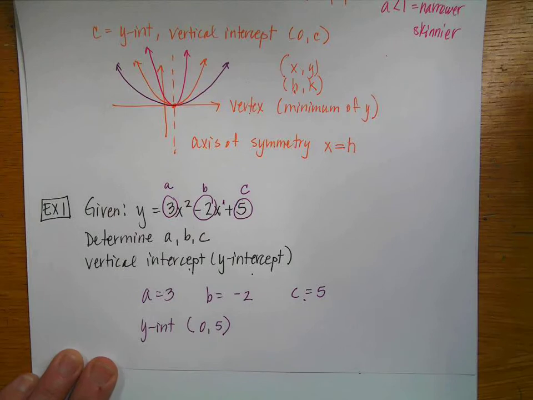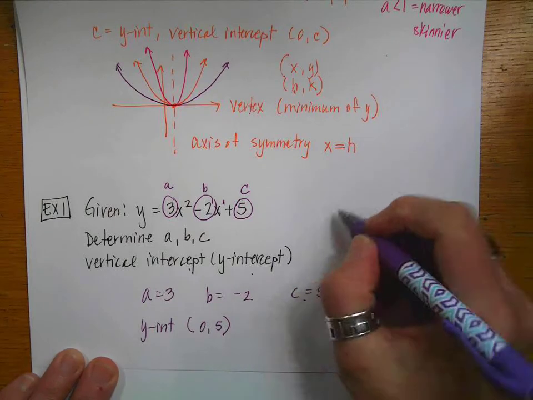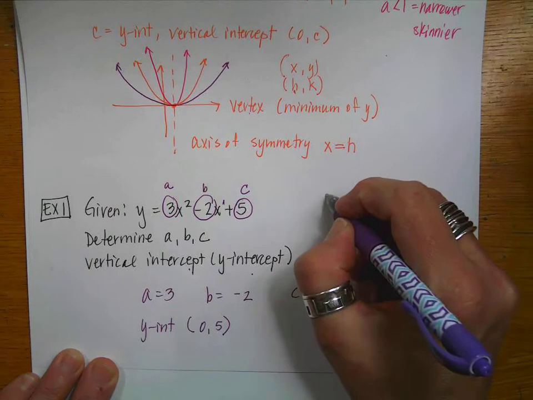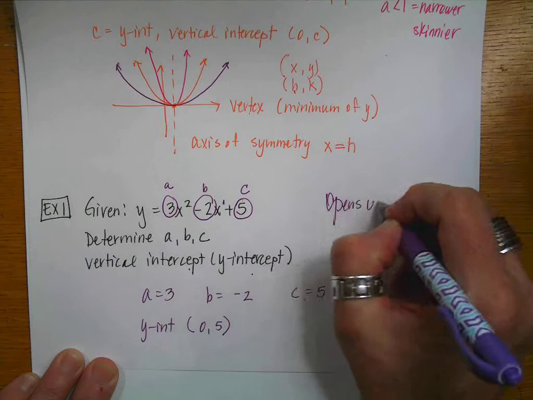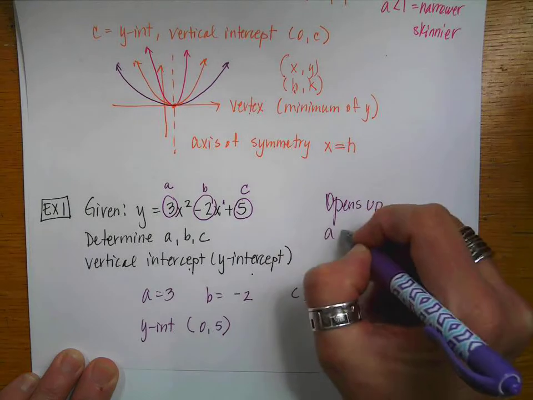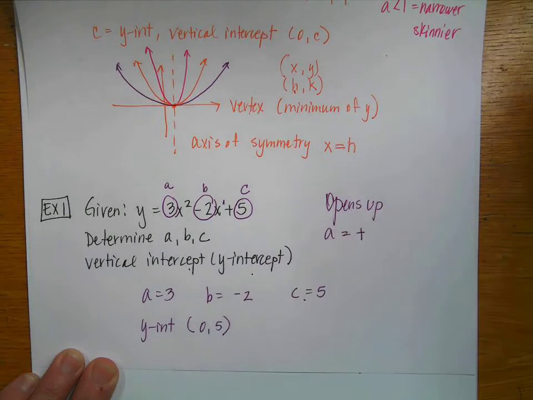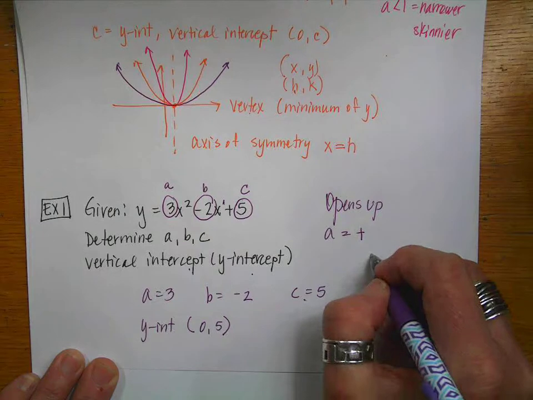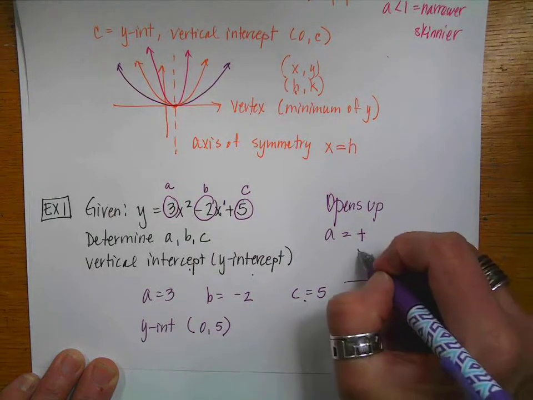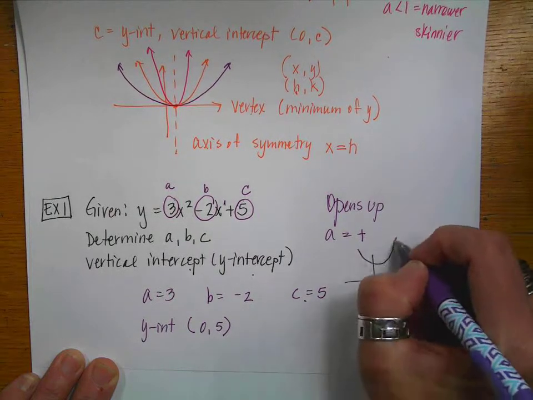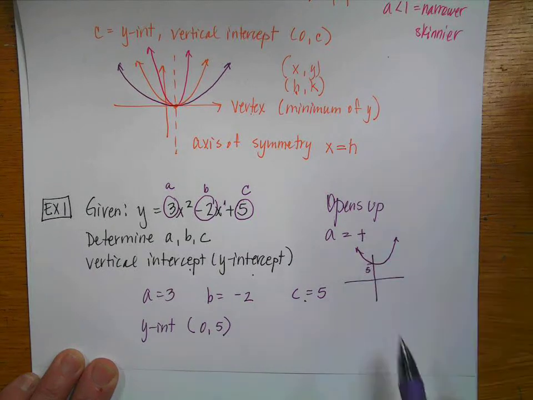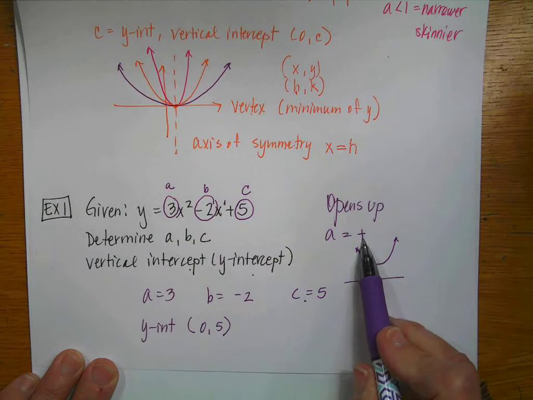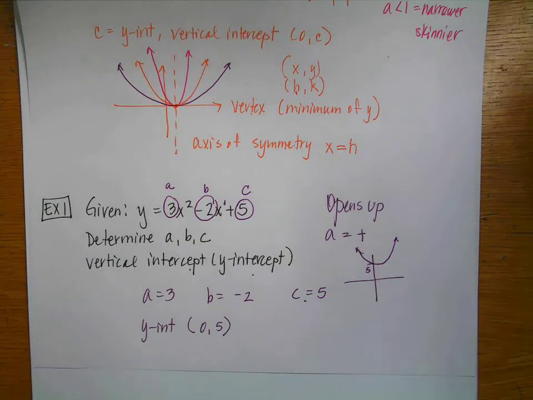If we talk about some other characteristics, and I forgot to write it down, this particular parabola is going to open up. I'm going to write opens up because a is positive. So that means that my parabola is going to be something like this, and that's where it crosses the y-axis. It points up because a is positive.